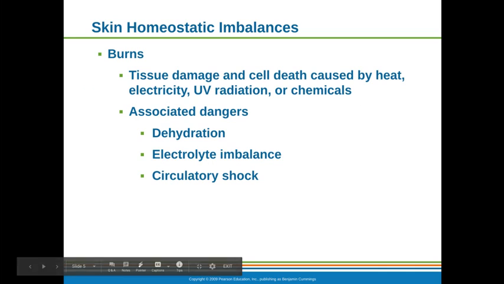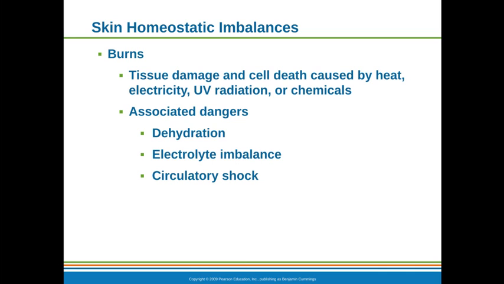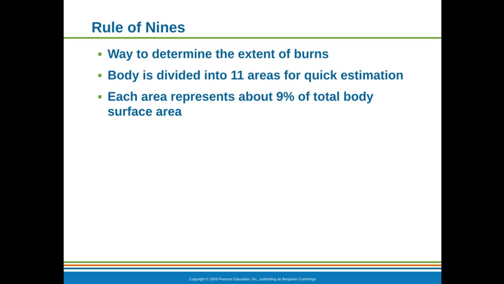All right, so let's talk about burns. With burns, there is tissue damage and cell death caused by heat, electricity, UV radiation, or chemicals. Okay, so all of those things can cause burns. The dangers that come with it are dehydration, electrolyte imbalance, which can lead to dehydration, and then circulatory shock as well. The way to determine how extreme a burn is, is using the rule of nines.